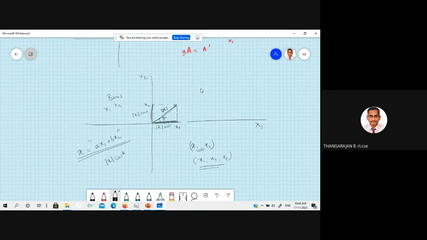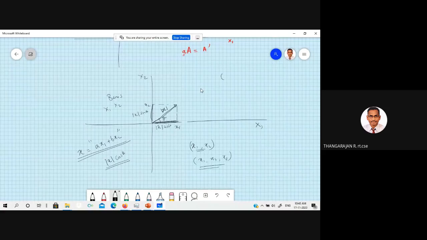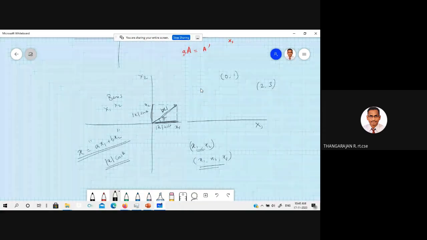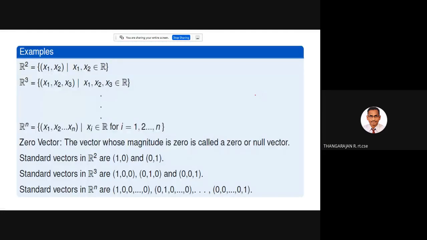So I can represent the vector using Cartesian coordinates, or I can represent it using polar coordinates. Both are the same. Just keep in mind that the representation of the vector can be done as a tuple. So I can say 0, 1 is a vector, and 2, 3 is a vector in two-dimensional space. Instead of drawing them as arrows, I just write them as coordinates. That's what you have to remember.